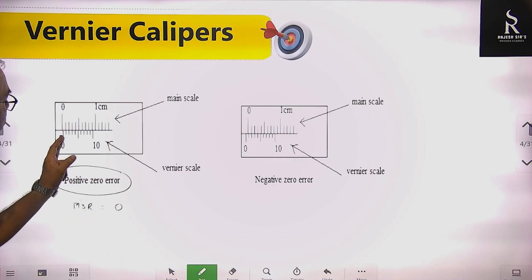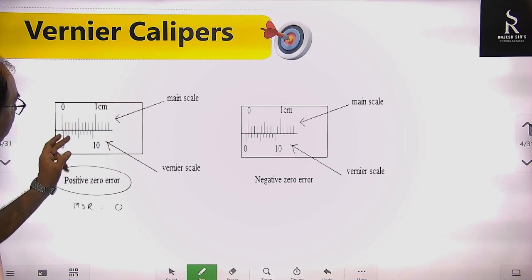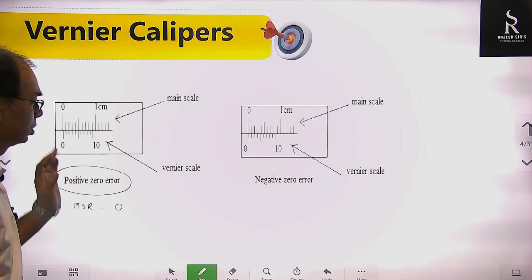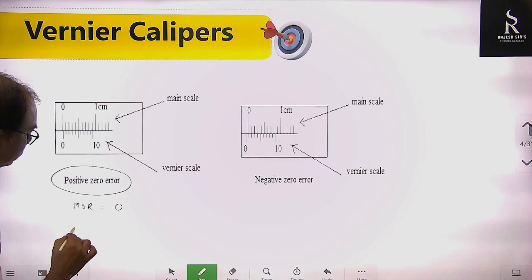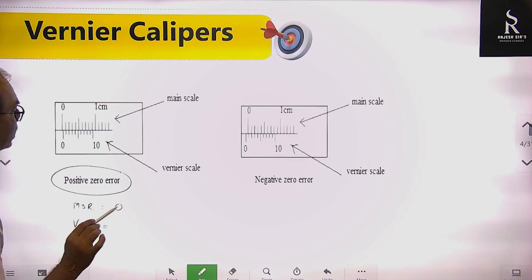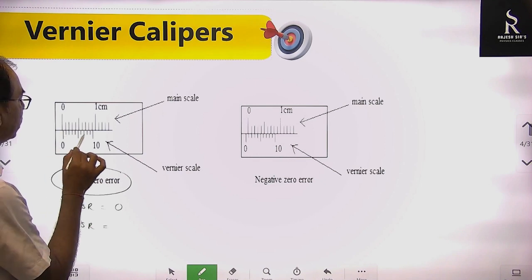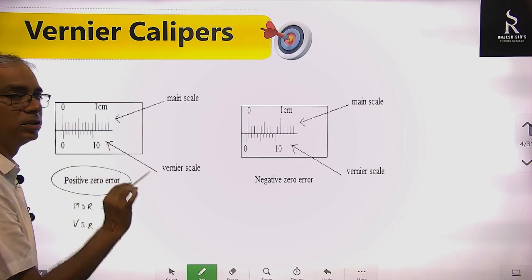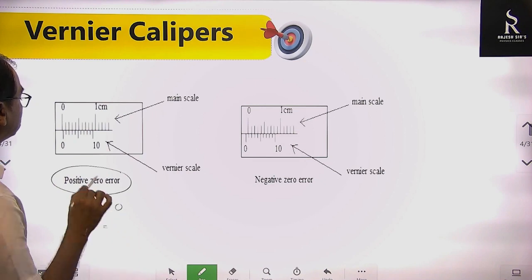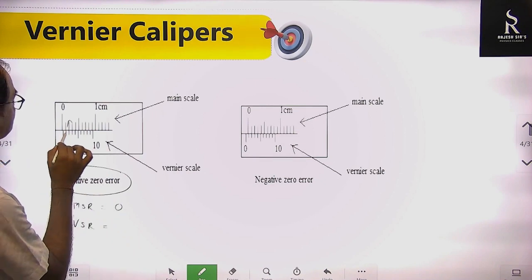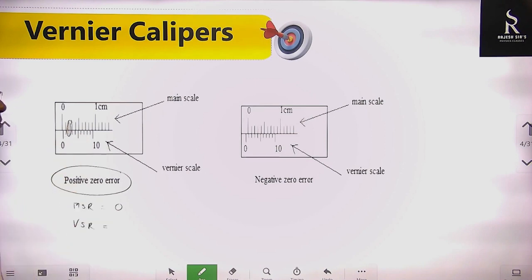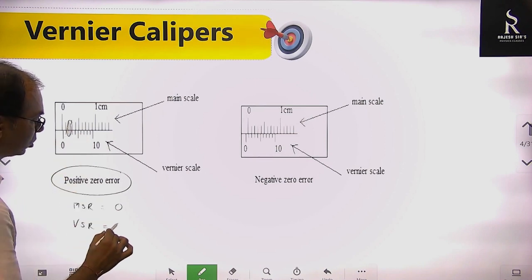Okay. We have to see where the vernier scale 0 is in that one. 0 plus something, so the main scale reading is 0. Now what is the vernier scale reading? Again the same thing: which division of the vernier scale is coinciding with any division of the main scale? Let's see which one. This second one. So the vernier scale reading seems to be 2.